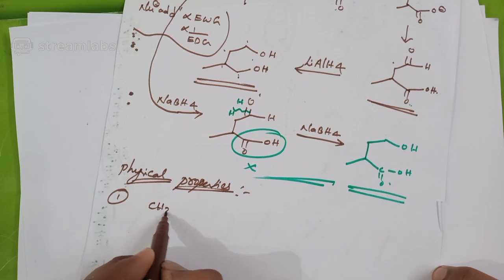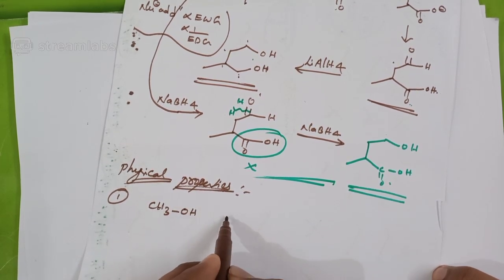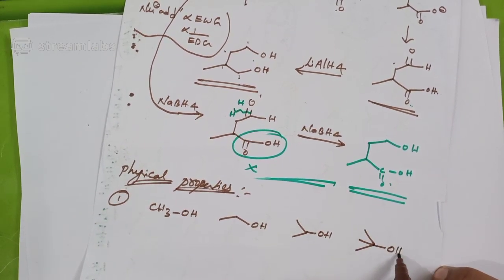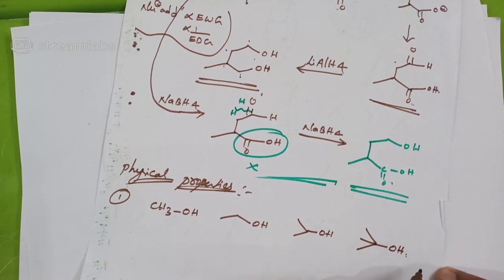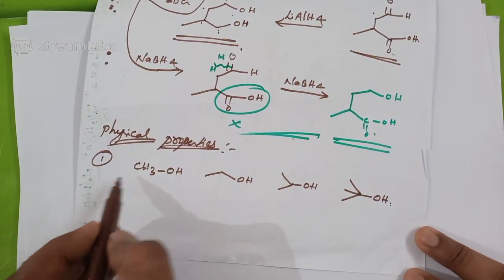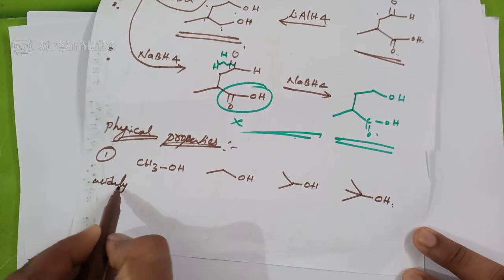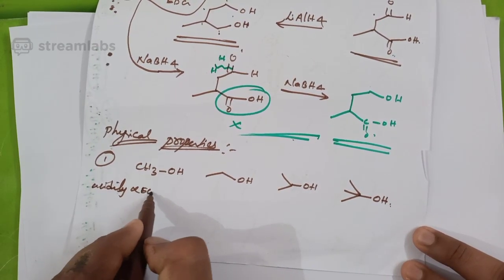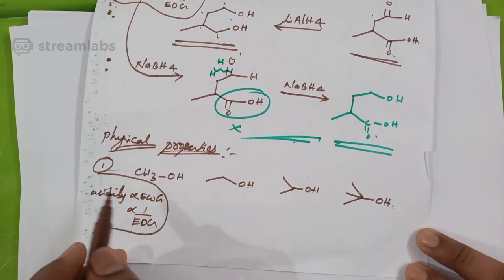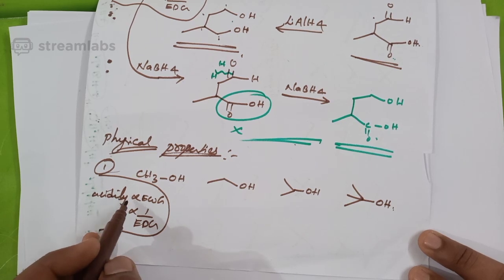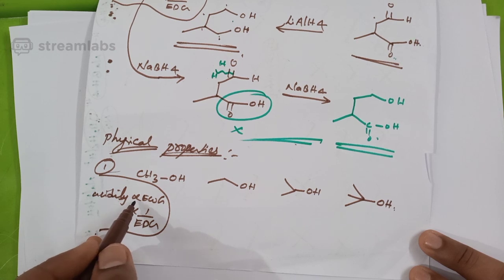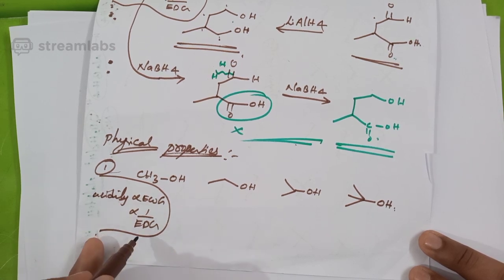If I take methanol, ethanol, propanol, tertiary butanol, out of these four, which is more acidic? Only one factor we need to know: acidity is always directly proportional to electron withdrawing groups and inversely proportional to electron donating groups. We discuss this more in the GOC part, factors affecting acidity, so you will get an idea there.